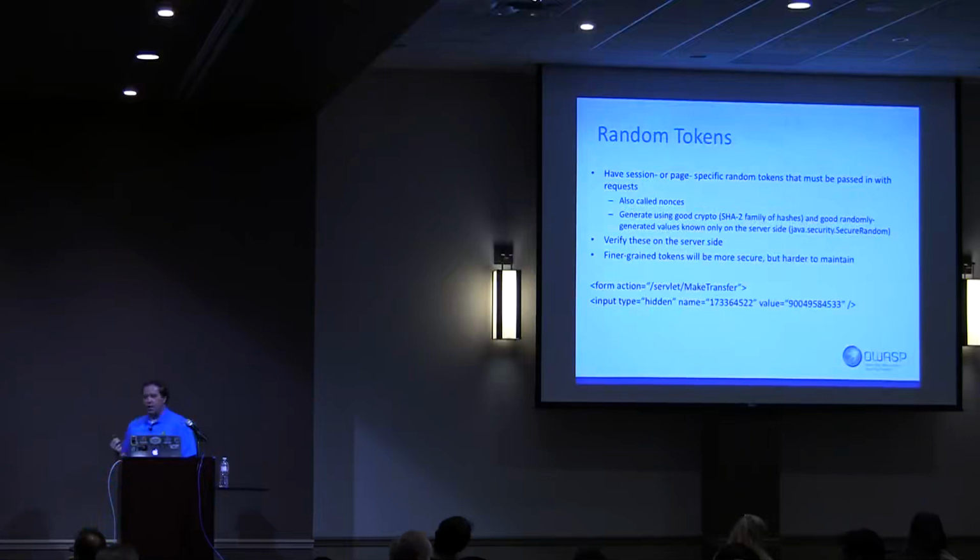Talking a little bit more about those random tokens. These are either session or page-specific random tokens that have to be passed with the request. So these are generated using good crypto. Think of those SHA-2 hashes that we talked about earlier. Good randomly generated values that are known only on the server side. So we generate that value for that page or that session on the server side, and then we expect that when requests come in, those requests have that nonce provided. If they provide the nonce and it matches up, then they're good.